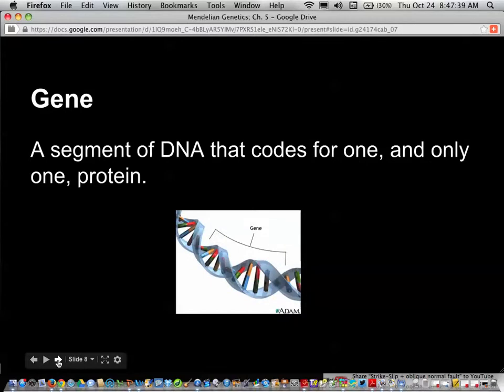Gene, on the other hand, is a segment of DNA that codes for one and only one protein. I'd like you to write this definition down. Gene, a segment of DNA that codes for one and only one protein. A gene is several hundred to several thousand base pairs long. A base pair, remember, is an A and a T or a C and a G. That's going to be important for you to understand the definition of a gene.